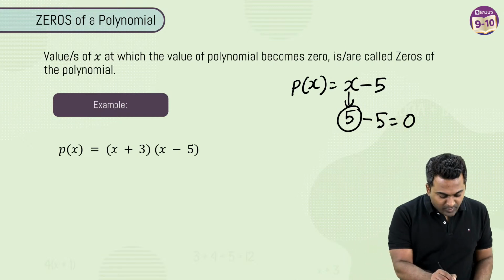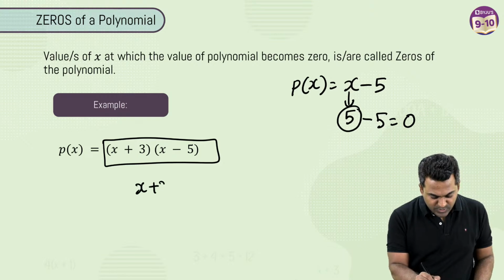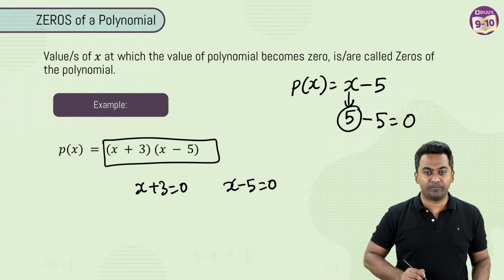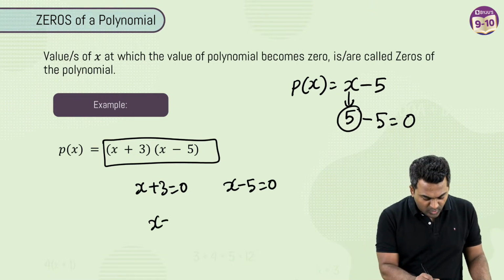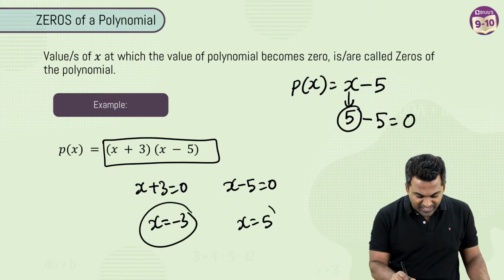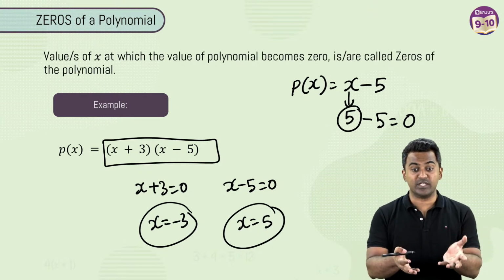Now, how do you figure this out again? First you equate x plus 3 to 0. And then you equate x minus 5 to 0. Alright, so x plus 3 becomes 0 when? It becomes 0 at x equals minus 3. And this becomes 0 at x equals 5. So we say minus 3 and 5 are zeros of this polynomial.